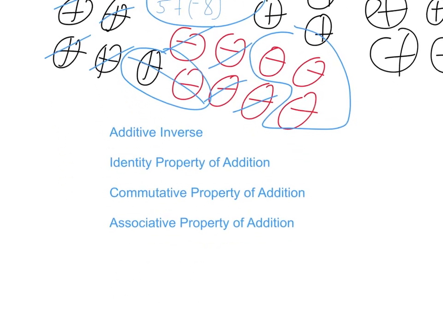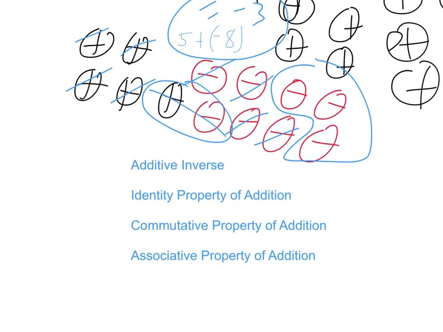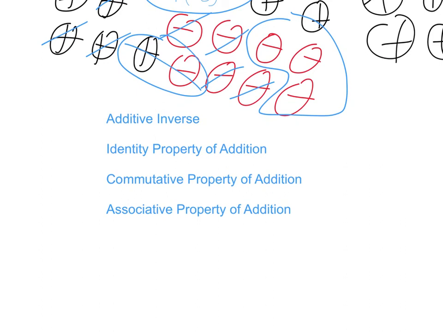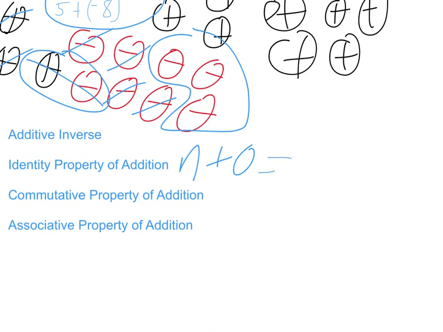Moving on, I want to quickly go over some of these properties of addition to review them with you. So we talked about the additive inverse. When you add a number to the negative version of itself, you get 0. We have the identity property of addition. That's when you add something to 0, you get itself. So like n plus 0 equals n.